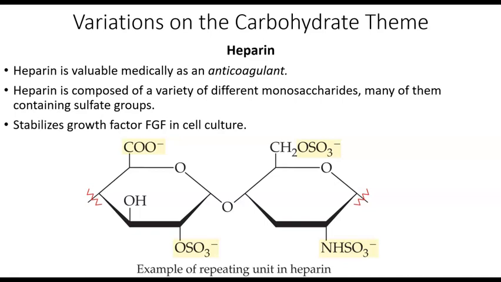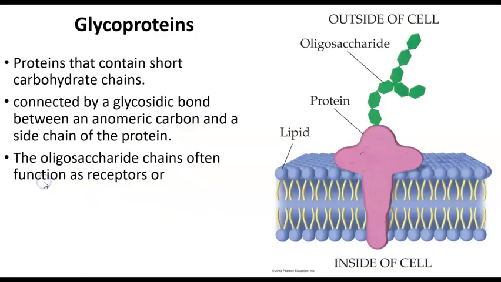This is heparin. It's used as an anticoagulant. It has a lot of different monosaccharides available in it. It also stabilizes various proteins and growth factors in our bodies. And this is just an example of some repeating units of heparin.